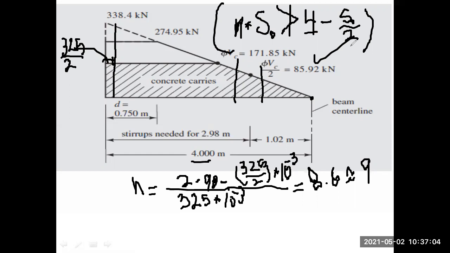In case it has exceeded, what do you do? In case it has exceeded the zone, you don't round it up to 9. You say, I keep it 8. I round it down to 8. So n would be equal to 8, so that it wouldn't exceed this zone. That's the only thing that I wanted to highlight.